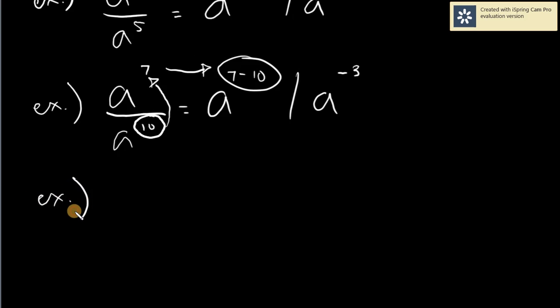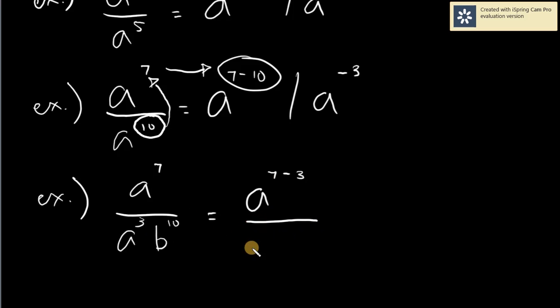Even if you have this kind of given, say a raised to 7 over a cubed and b raised to 10, you will only evaluate those given that demand the quotient rule, 7 minus 3. And whatever is left, just leave it be. It will give you a raised to 4 over b raised to 10. Huwag niyong galawin yung hindi niyo kailangan galawin.